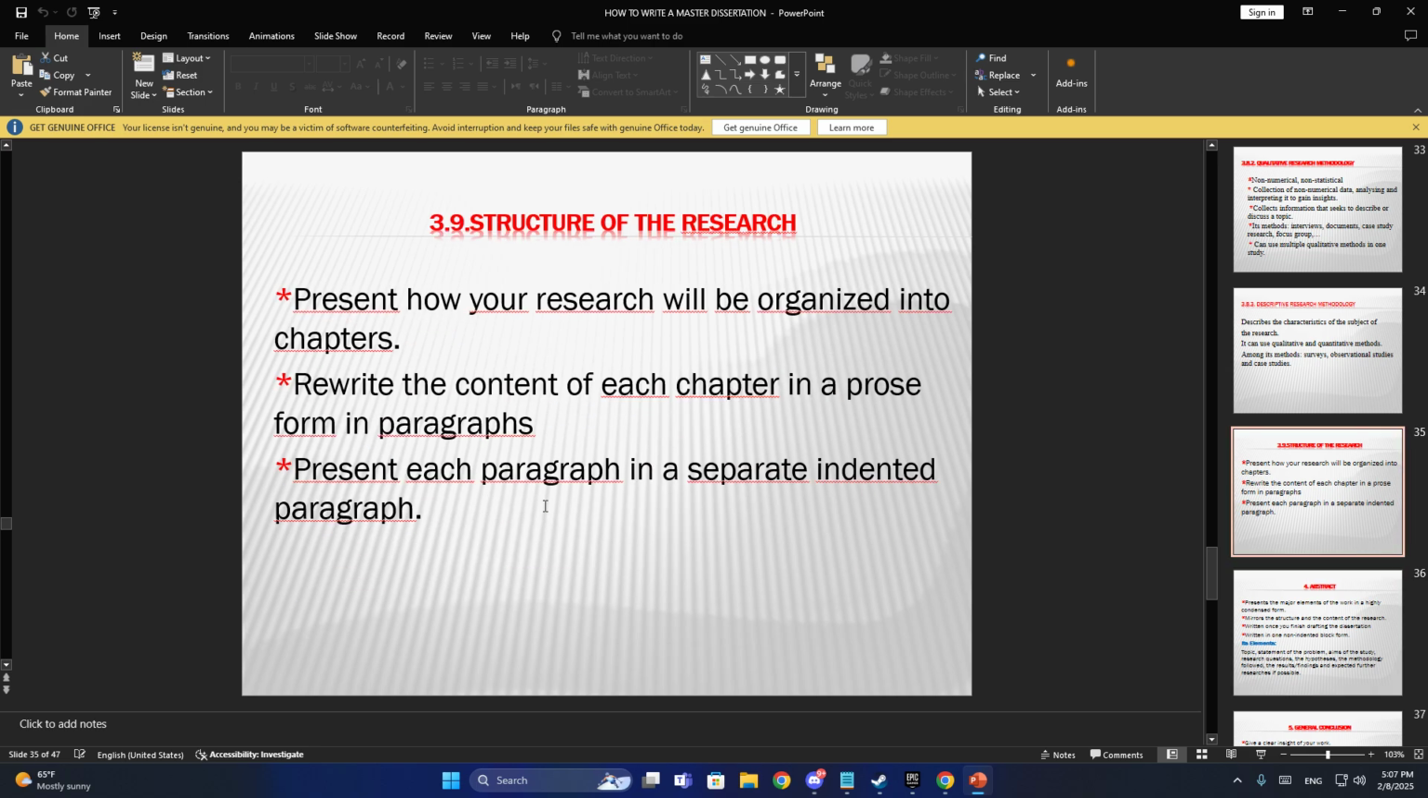So we have now finished the elements of the general introduction, and as you have seen, it is the entry, the mirror, and the direction of my research. This is why it should be comprehensive. Okay?